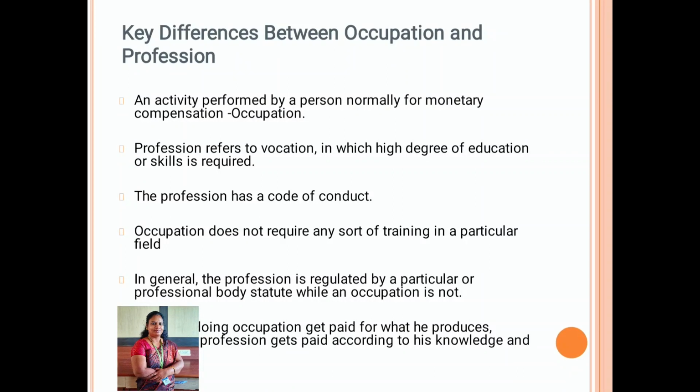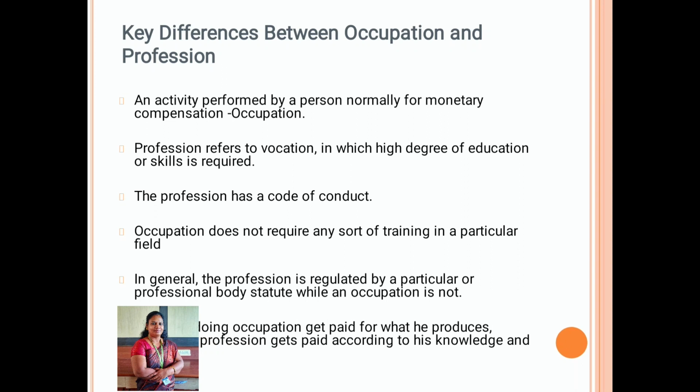Profession refers to a vocation in which a high degree of education or skills is required. Unlike occupation, the profession has a code of conduct. Occupation does not require any sort of training in a particular field, but the profession requires a specialization in a specific area, and that is why training is a must. In general, a profession is regulated by a professional body statute, while an occupation is not.